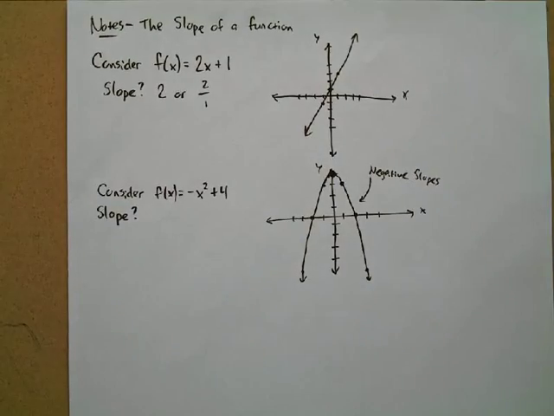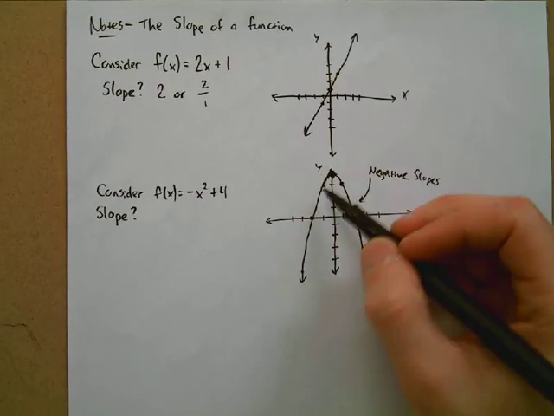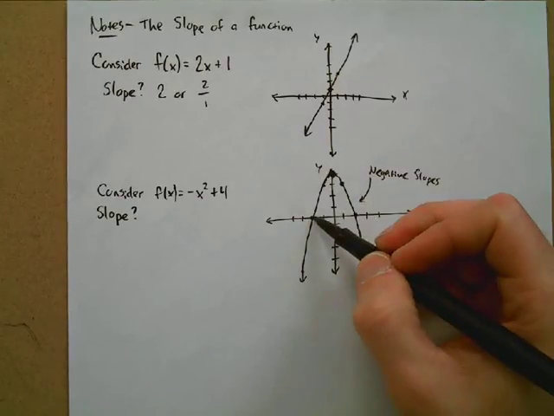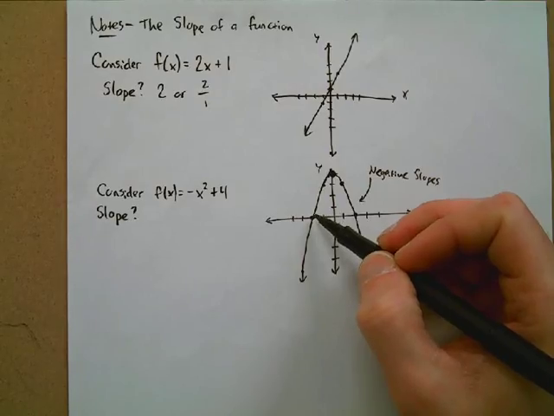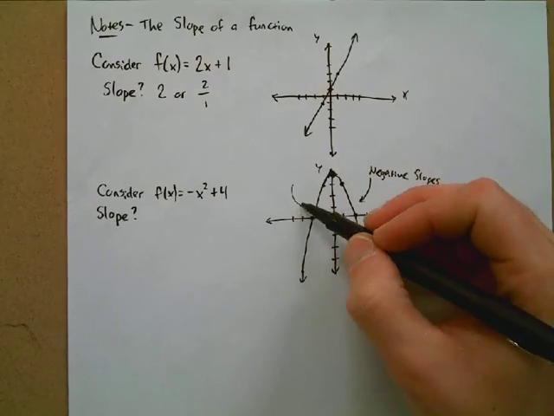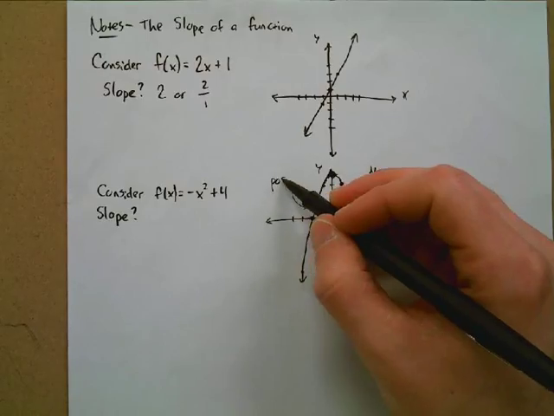So then, what about a point right here? What would the slope be at this point right here? What do we expect? Positive, probably, right? Because again, it's going up from left to right. So yeah, these are positive slopes here, because the function's going up from left to right.